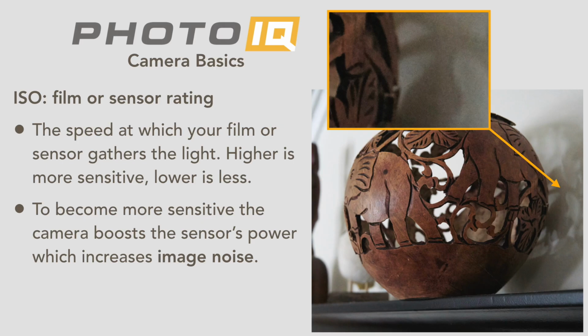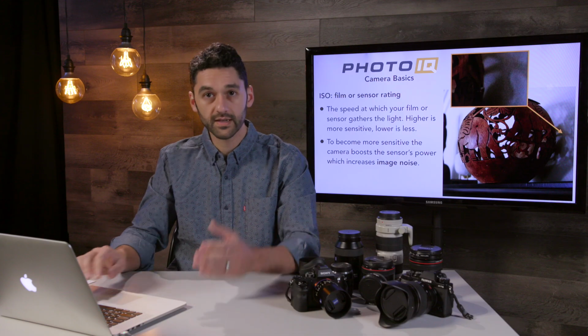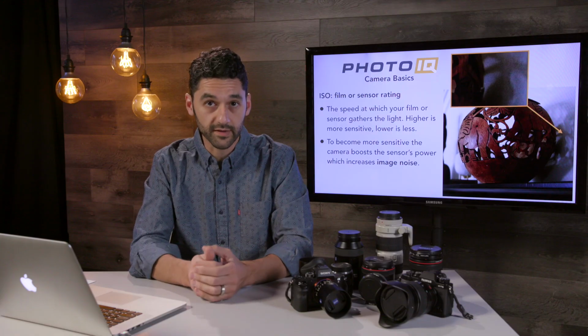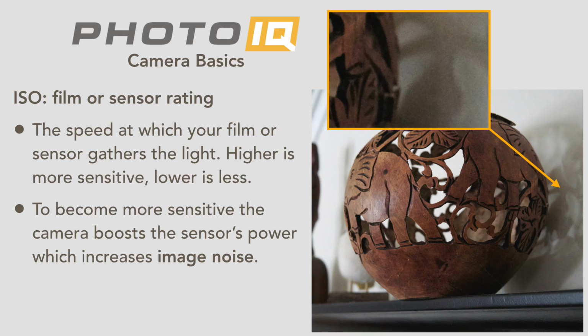Next, some technicalities about ISO. ISO is not a magic cure-all to make your camera more sensitive. There is a downside to it. ISO is the film or sensor rating, the speed at which your film or your sensor gathers the light. Higher is more sensitive, lower is less. To become more sensitive, the camera boosts the sensor's power, which increases image noise. And you can see in the close-up image that we have here, I took a photo of this carved coconut husk, which I got in Cambodia. And you can see a blow-up of the shadow side where the noise is apparent because I've boosted the ISO sensitivity.